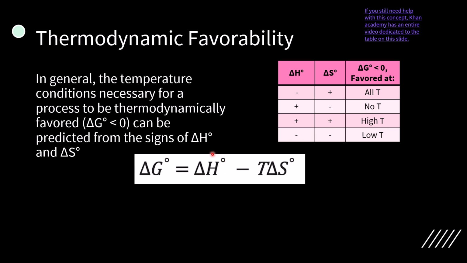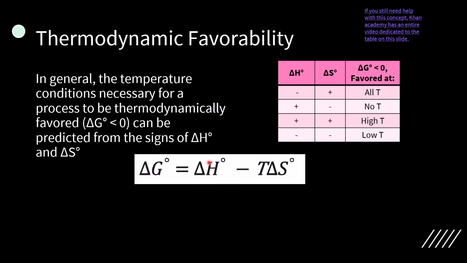Now if we have a positive delta H and a positive delta S, if this number is big, what we need is this concept to be bigger. We need the delta S times the T to be bigger than this delta H to get a negative number. That means that if we have a really big T, then this T delta S is going to be bigger than the delta H, and we're going to get a negative number. So at high temperatures, if both delta H and delta S are positive, it's going to be thermodynamically favorable.